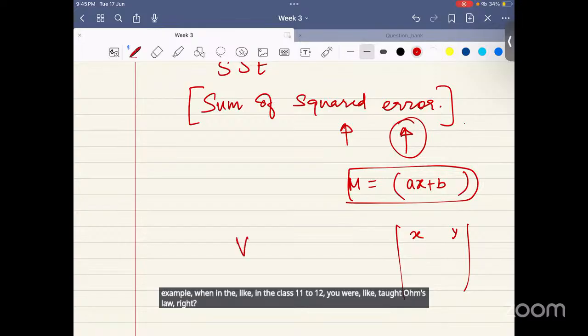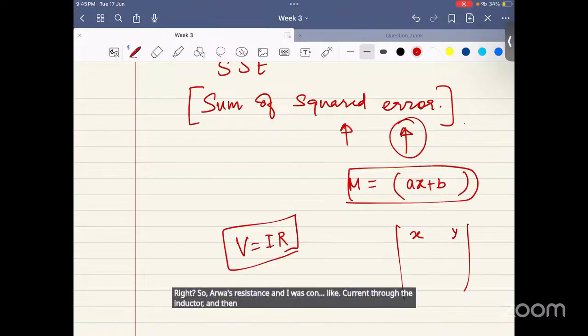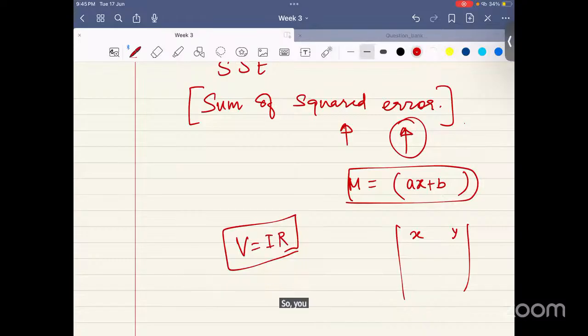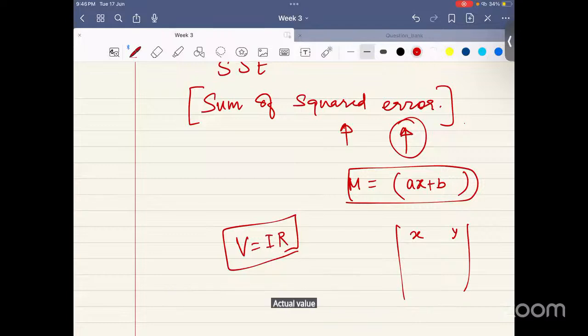Correct? V equals IR. That was also some form of a linear equation only, right? So R was resistance and I was current through the inductor, and then the voltage V was the voltage across the conductor, right? So you were having some values of the resistor. Let's say, for example, you were given some experiment, some actual values, in the form of X and Y.